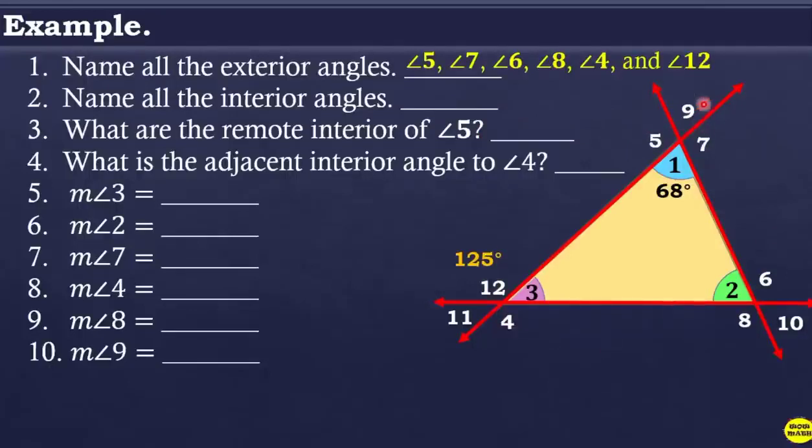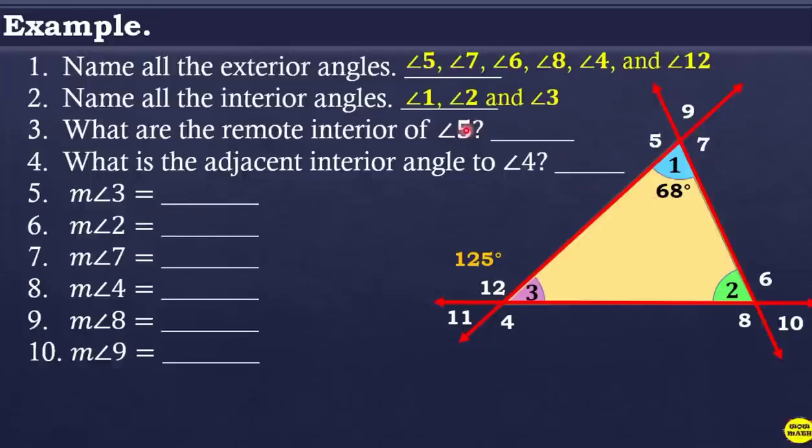Okay, so again, angle 10 and angle 11 are not exterior angles of your interior angle. Pag sinabi nga po nating exterior angle, katabi po siya, adjacent, o nagpo-form po siya ng linear pair sa interior angle mo. Next, name all the interior angles. So what are the interior angles? So we have 3 interior angles, angle 1, angle 2, and angle 3.